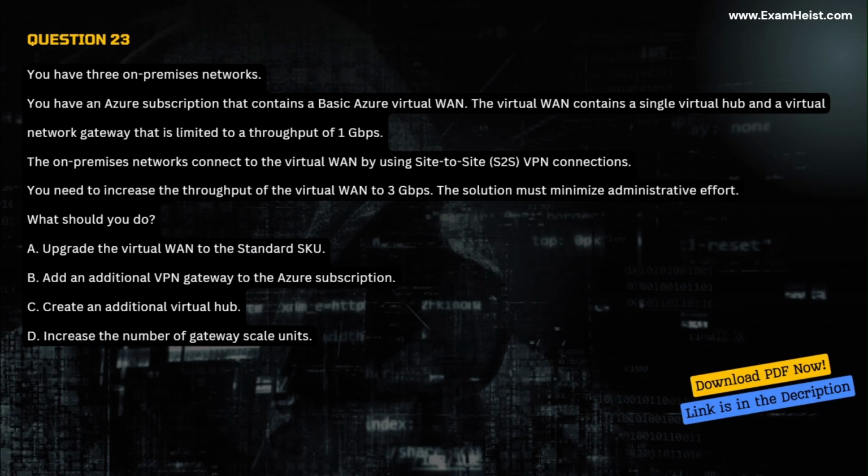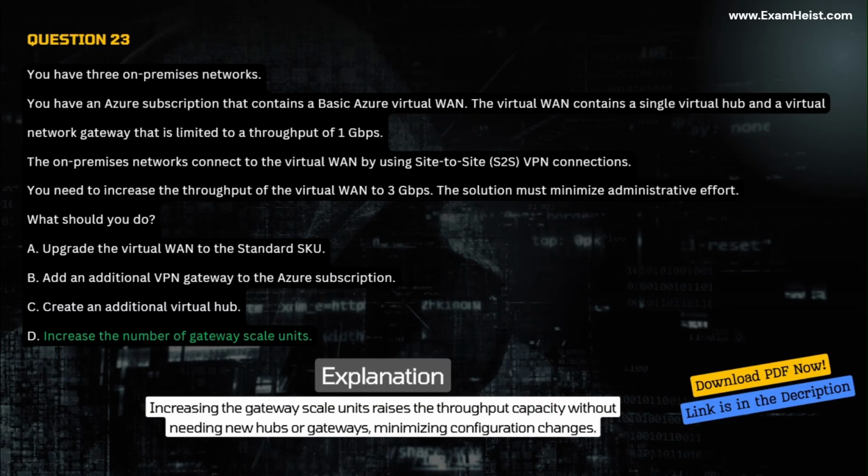What should you do? A. Upgrade the Virtual WAN to the standard SKU. B. Add an additional VPN gateway to the Azure subscription. C. Create an additional virtual hub. D. Increase the number of gateway scale units. Correct answer D. Increase the number of gateway scale units. Explanation. Increasing the gateway scale units raises the throughput capacity without needing new hubs or gateways, minimizing configuration changes.